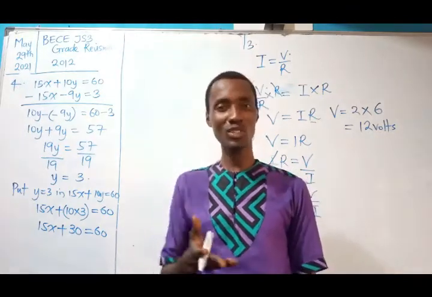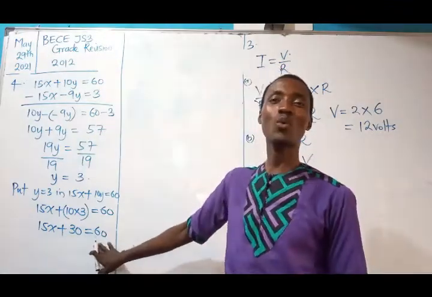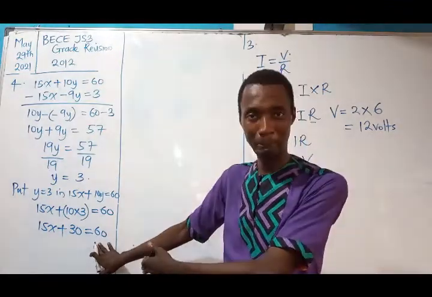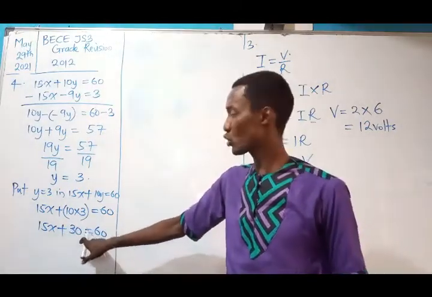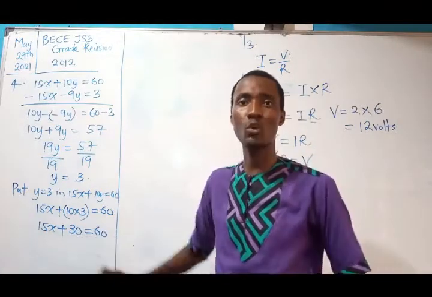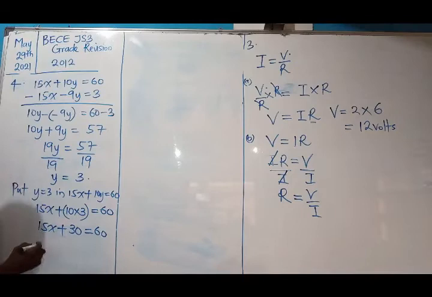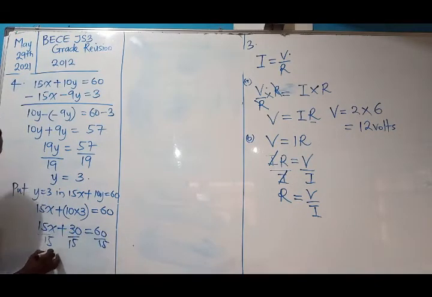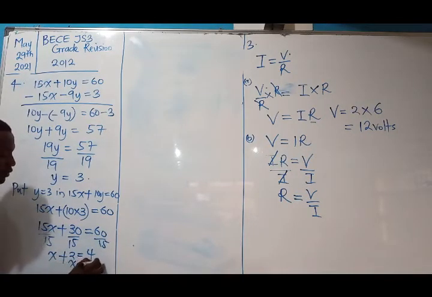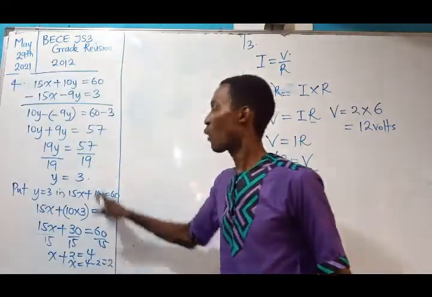Just as the Lord was talking to Abraham, he said, as far as your eyes can see. It also applies to mathematics. God was talking to Abraham in mathematical terms. So as far as your eyes can see also, you need to apply that same kind of thinking here. So I will opt to divide each term by 15. And I'm going to have x plus 2 equal to 4, meaning that x equals 4 minus 2, and that is what? 2. So x is what? 2, and y is 3.